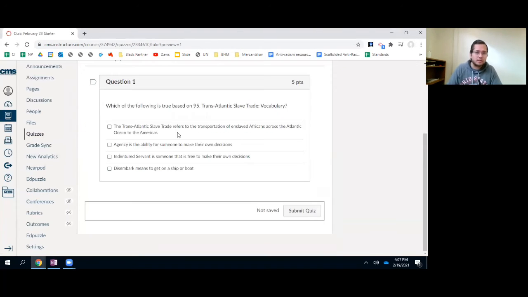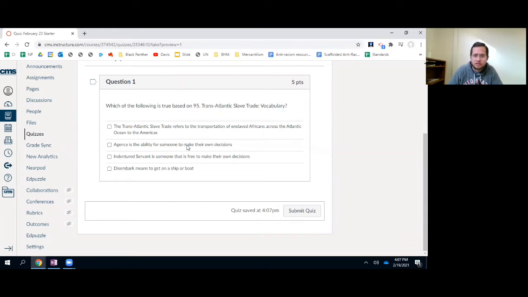So what I want you to do is simply check off the options here of the correct statements. Okay, first one here, the transatlantic slave trade refers to the transportation of enslaved Africans across the Atlantic Ocean to the Americas. If that's true, you obviously check that off. If it's not, you won't.